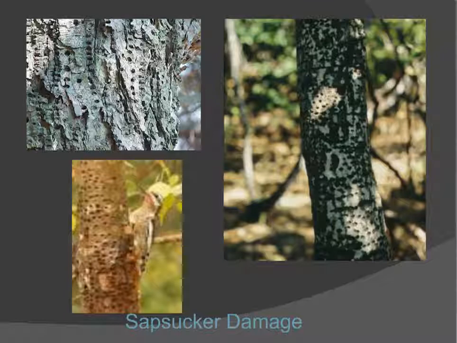Sapsucker damage. I get this one a lot when people call me and say, oh, I have holes in my trees. I think I have beetles. One way to tell whether it's sapsucker is that there's a pattern to it. If you look closely at these photos, you can see that the holes are in a line, whether it's crossways or up and down. They're in sort of a line or a checkerboard pattern. It's a bird that will come back year after year and go after the same tree, which is kind of weird, but that's the way it works. Not much you can do about that.